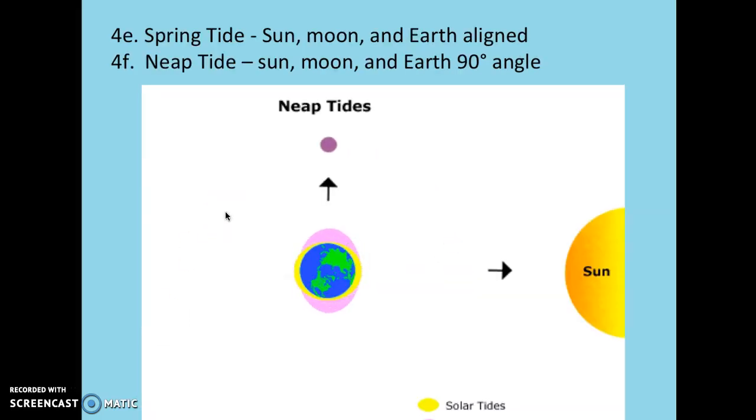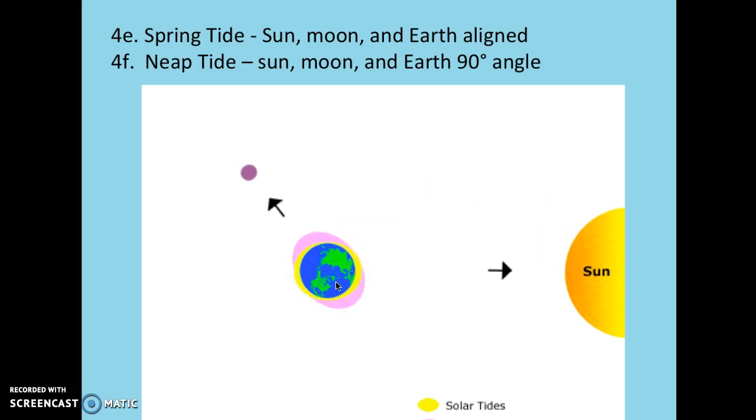Different types of tides, spring tide and neap tide. An easy way to remember neap tide is 90, neap and 90. A spring tide is going to have the sun, moon, and Earth all lined up. So you can see that occurring there. And then this is a neap tide and another spring tide and another 90-degree neap tide. So those tides are going to be due to the location of the sun, moon, and the Earth.